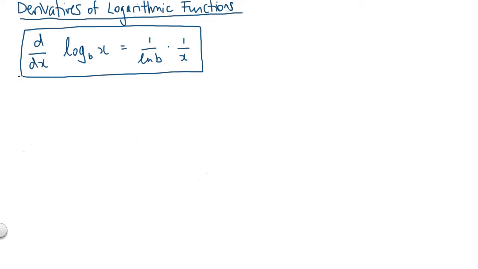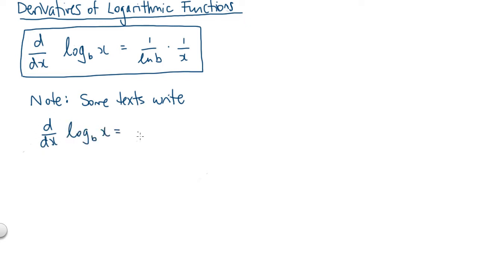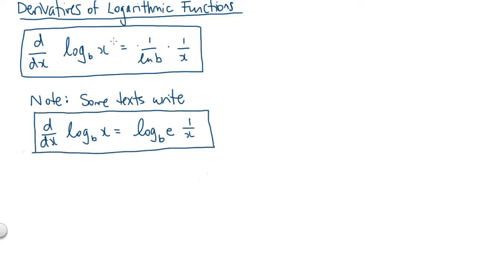And this formula here just comes from the limit definition of the derivative. Now just a little caution here, some textbooks write this slightly differently. So we could also write the derivative with respect to x of log base b of x is equal to log base b of e times 1 over x. So this is an alternative version of the formula. It still says exactly the same thing, but it's written a little bit differently.